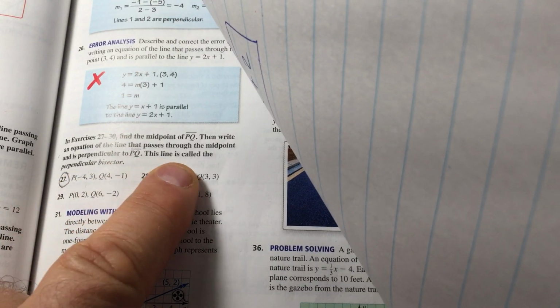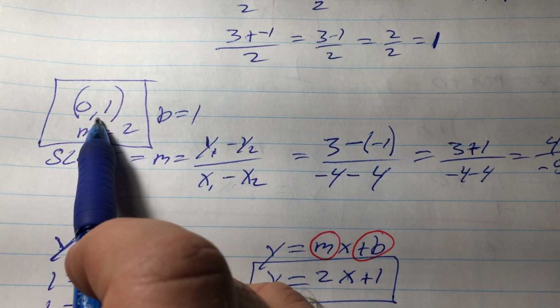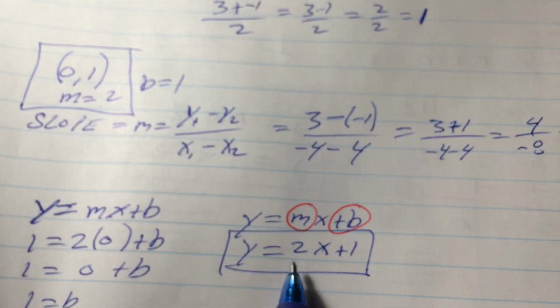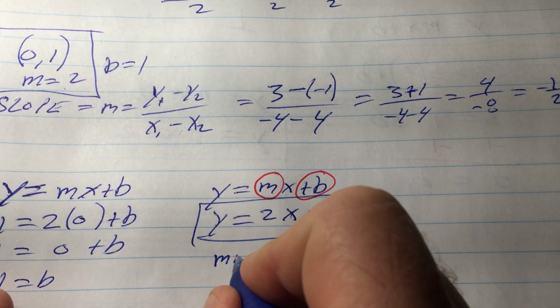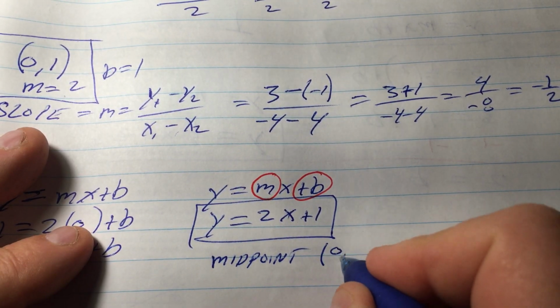So for question 27, is that all we have to do? This line is called a perpendicular bisector. It passes through the midpoint. That's it, we're done. So we found our midpoint, and we found our equation of the line. Ooh, these are too far apart. I'm putting them together. Midpoint is 0, 1.